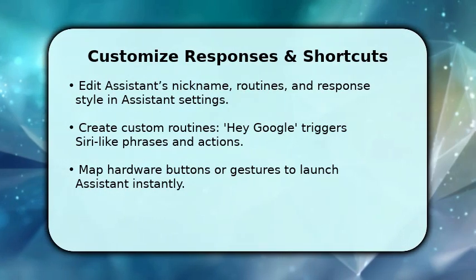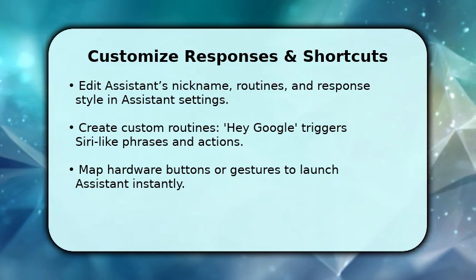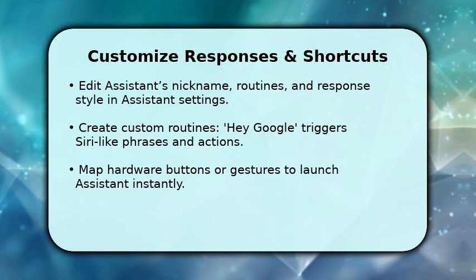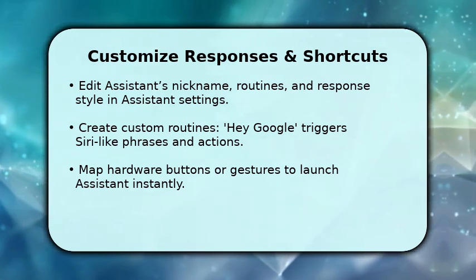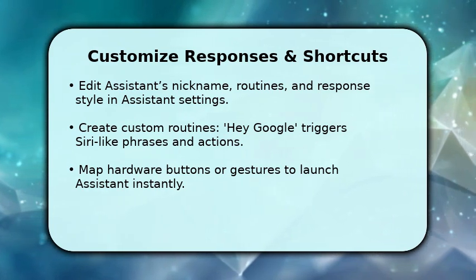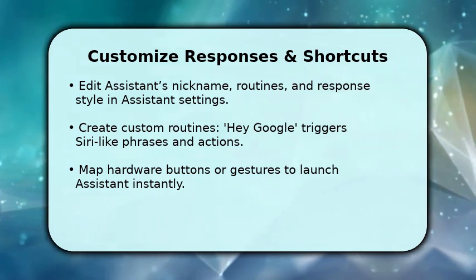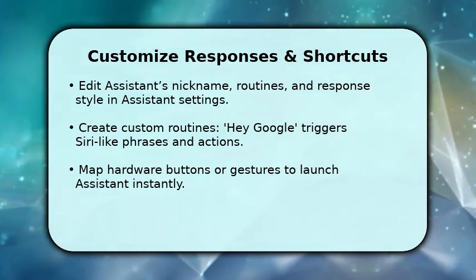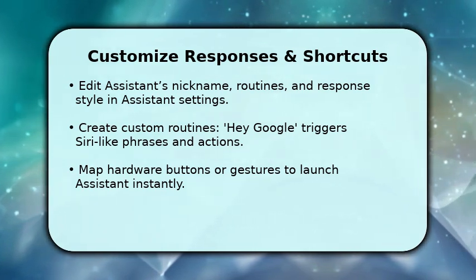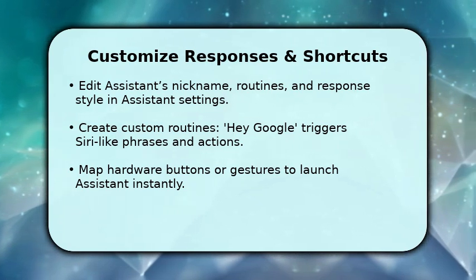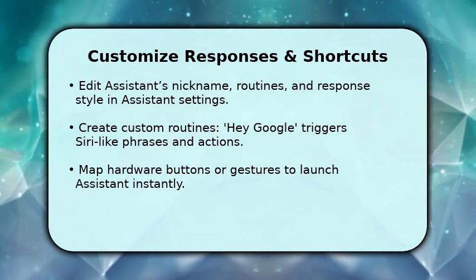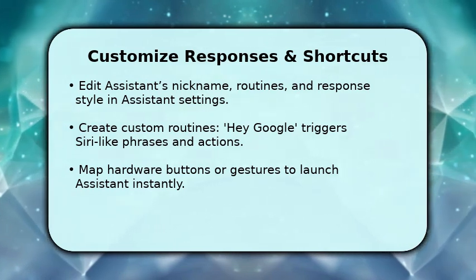Now customize how Assistant talks and acts so it feels more like Siri. Open Assistant settings and change the Assistant's nickname, speech rate, and selected voice to a warmer tone. This alters perceived personality. Then build routines. Create short commands that run multiple actions using phrases that mimic Siri's style. Make sure to map your phone's power or home button to launch Assistant for single-press access. These steps shape behavior and make interactions faster, more natural, and consistent.